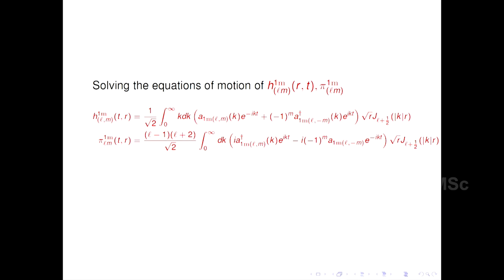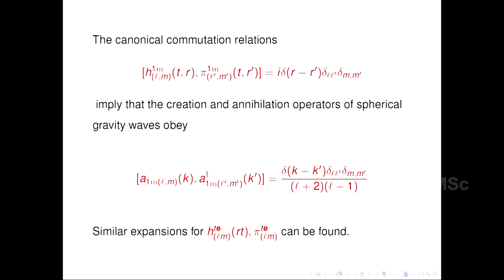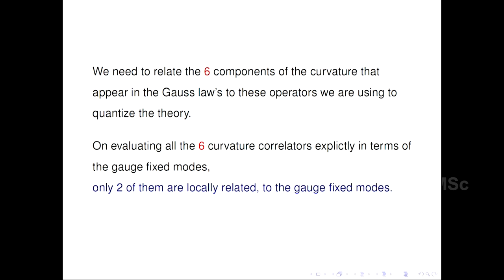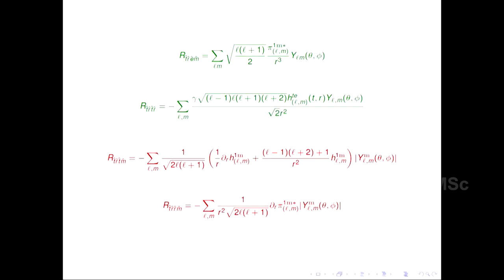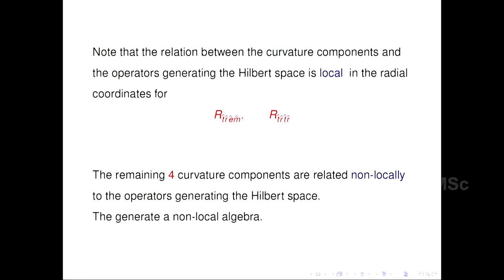So you quantize this in tensor harmonics and find the canonical commutation relations. Before we find the correlator, we need to find out which of the 6 components determined by the Gauss law are locally related to the gauge fixed modes. Here are the relations between the various variables we quantized, and these are the 2 local relations. The rest are all non-local, which generate non-local algebras. So the remaining 4 components are non-local.